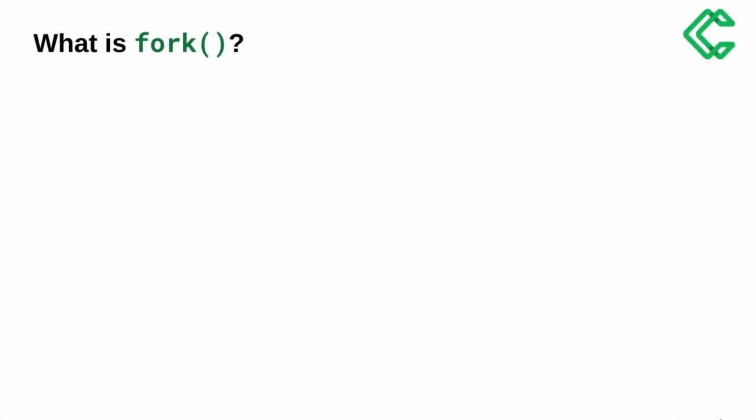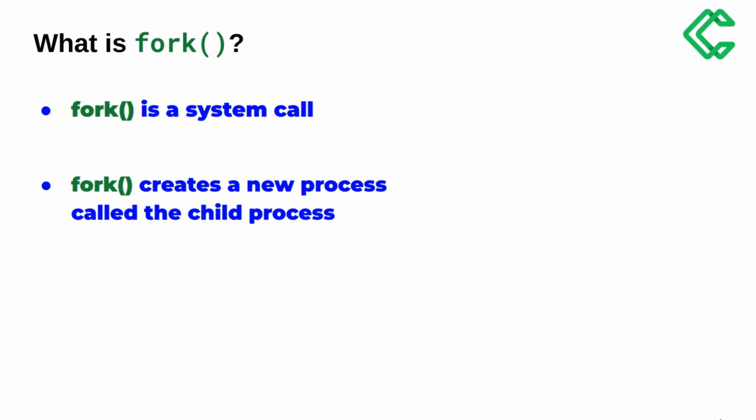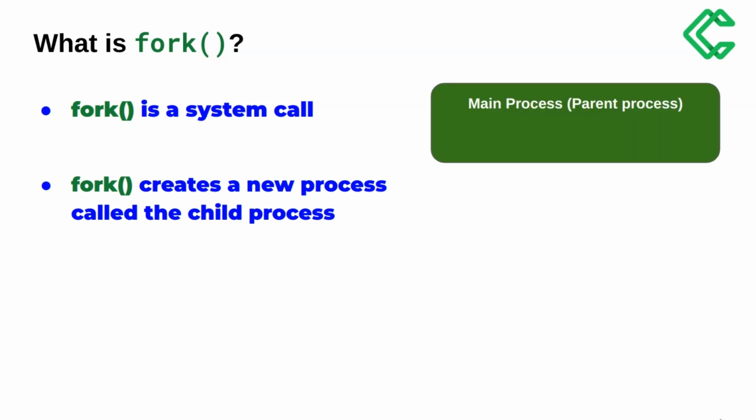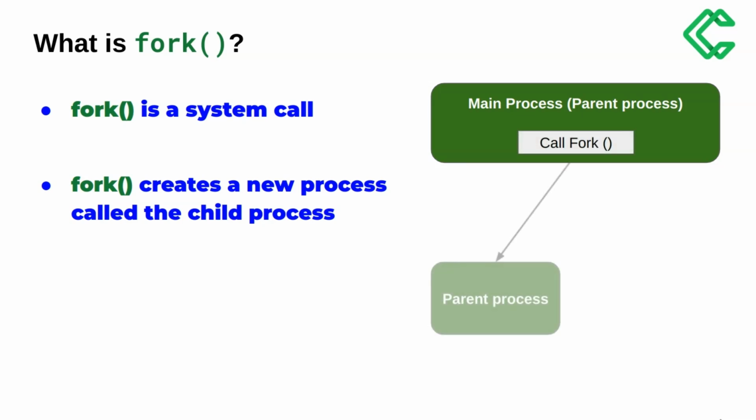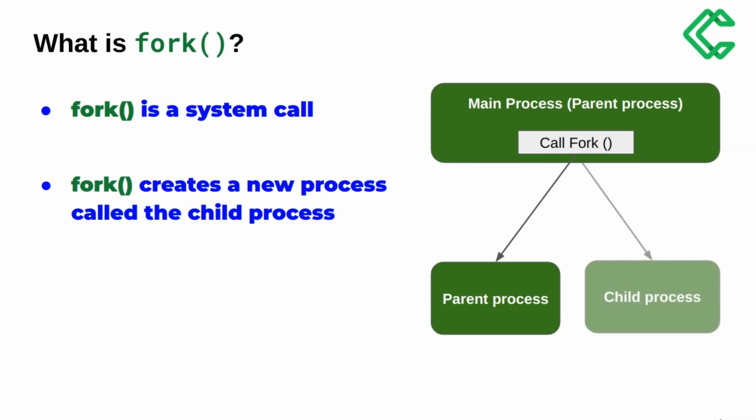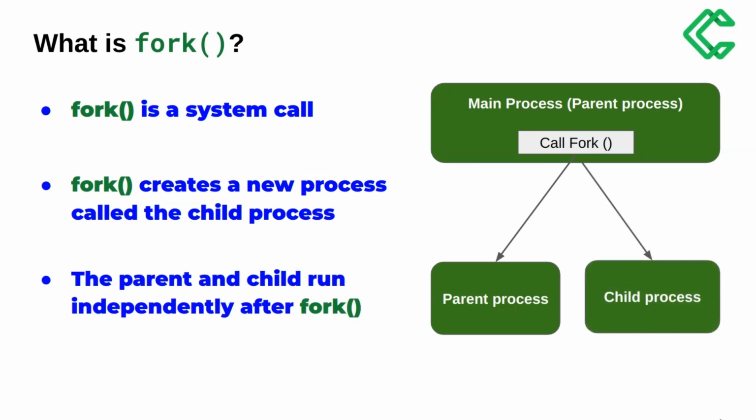So, what exactly is a fork? It is a system call that creates a new process by duplicating the calling process. Fork creates a new process called the child process. After the fork call, there are two processes. The original is called the parent process and the newly created one is called the child process. Both processes execute the same code but operate independently.